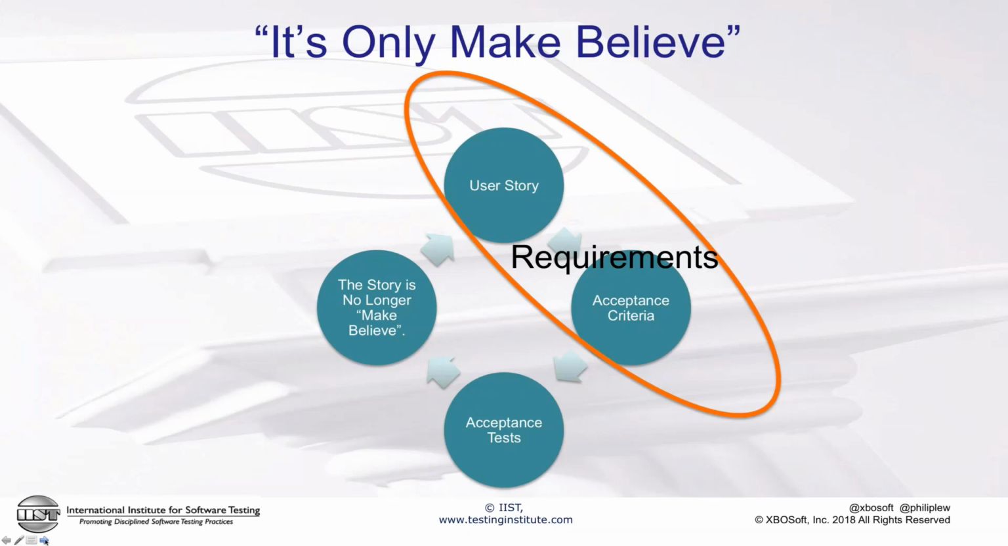So this shows a little flow in terms of really making your user stories come true through acceptance criteria and acceptance tests. And it shows a little circle there showing what requirements are. Requirements are the combination of user stories and acceptance criteria, changing your requirements from fake to real.